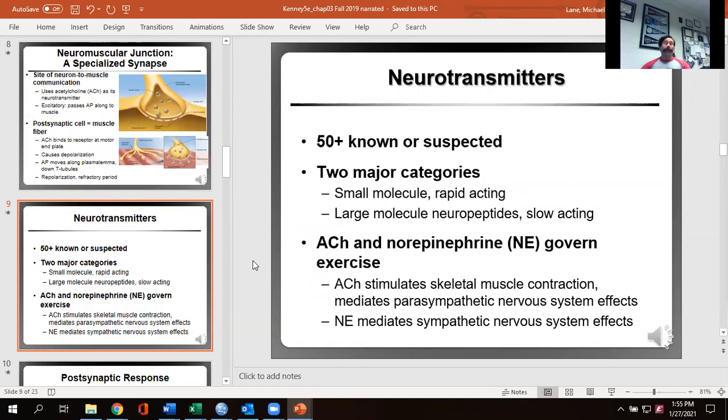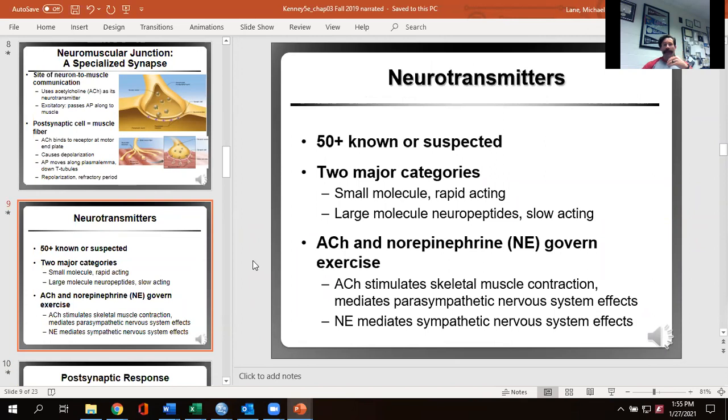So there are a whole lot of different neurotransmitters that are going to have effects on anything from attention to learning to focus to being happy. And we're going to find that we have effectively two major categories there. One is going to be the smaller, rapid acting, and the other is going to be larger, more slow acting.